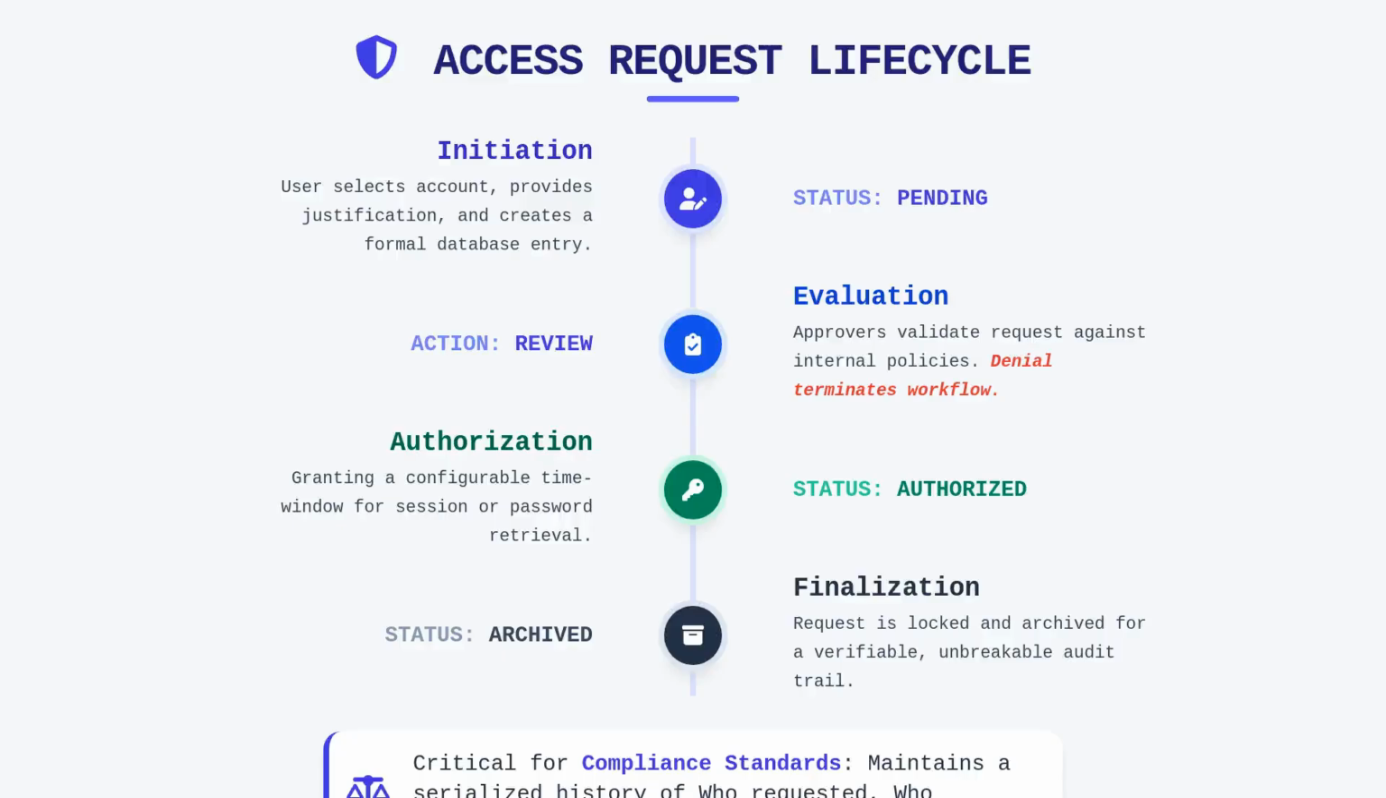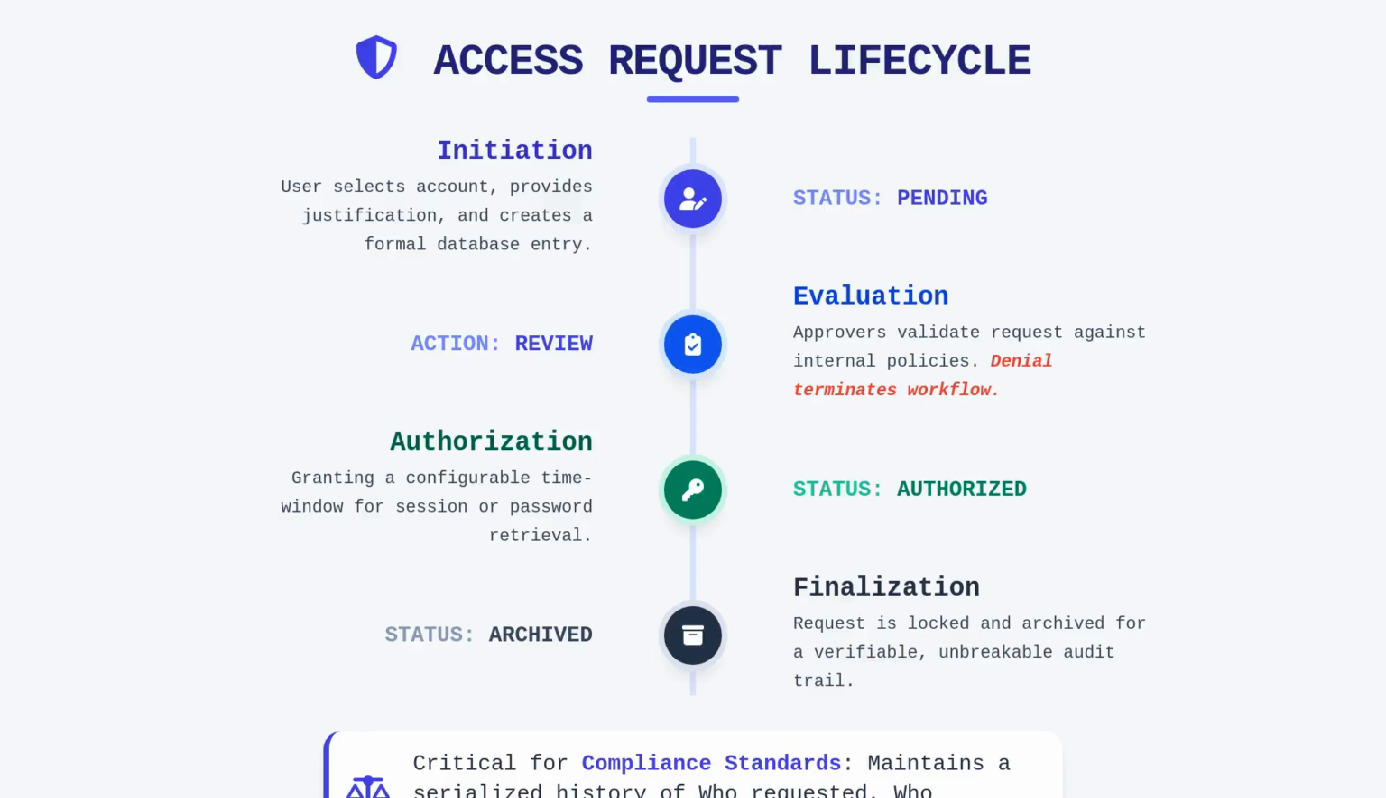The life cycle of an access request follows a serialized path that maintains an unbreakable audit trail, which is why organizations heavily reliant on compliance standards lean so hard on this functionality. A user initiates the request by selecting the target account and providing a justification, which is then serialized and recorded in the Vault's database as a formal entry.